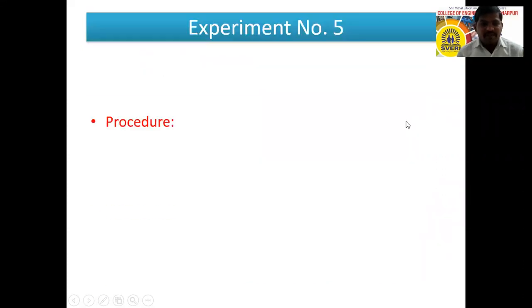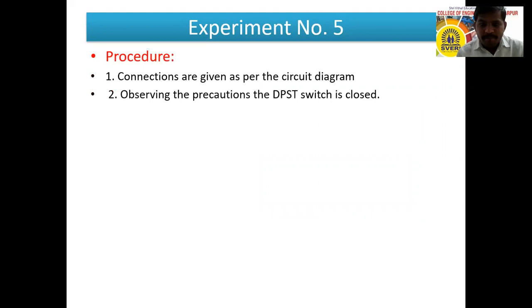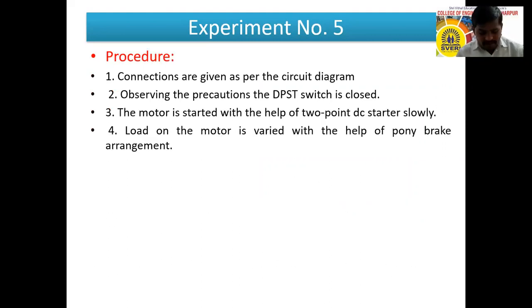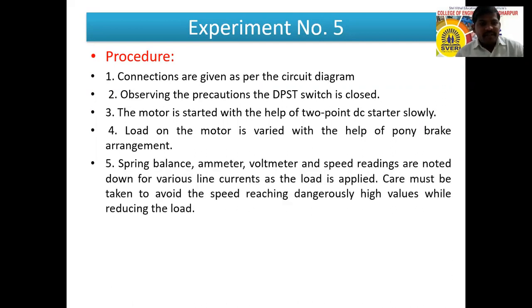From that we can calculate the efficiency. See, the procedure for that: the connections are made as per the circuit diagram, observing the precautions, and then the DPST switch is closed. First of all, consider the precaution that the load should be put on the motor, near about 25% load, on the drum, which is a water cooled drum. If we observe this precaution, then close the DPST switch, double pole single throw switch.